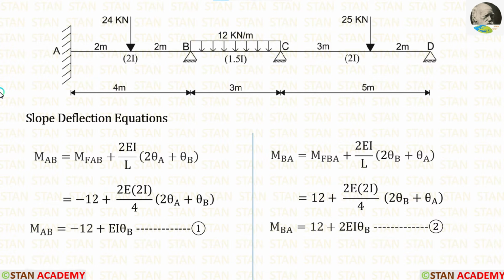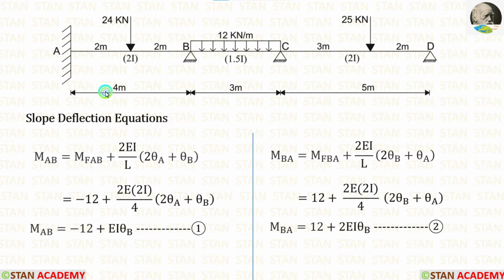Now let us make slope deflection equations. First, let us make them in the span AB. We have already calculated the fixed end moments. Let us apply the values. At the point A, we are having a fixed support. In the fixed support, there will be no slope. So theta A is equal to 0. Let us cut theta A and make it 0 in both of the equations.